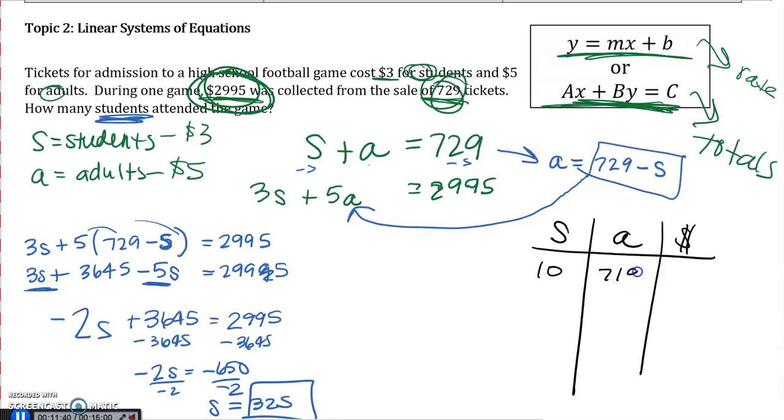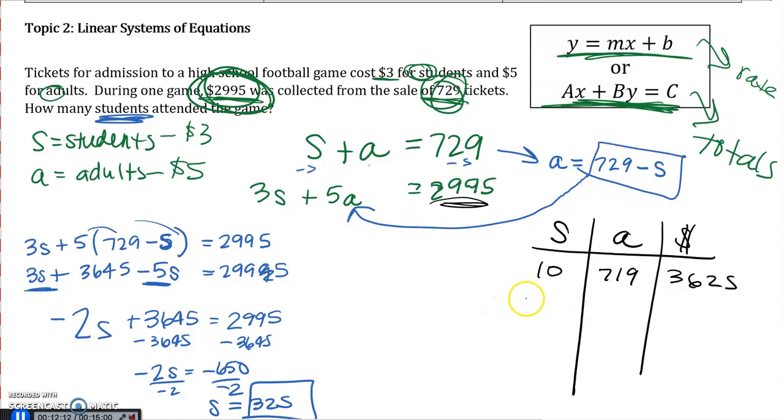So that means you would have had 719 to give you 729 total, which is way crazy for a high school football game. But you can punch in your calculator to check. 3 times 10 plus 5 times 719 is $3,625, which is not $2,995. So that tells me that these two numbers are probably way too far apart.